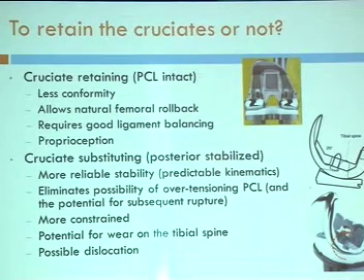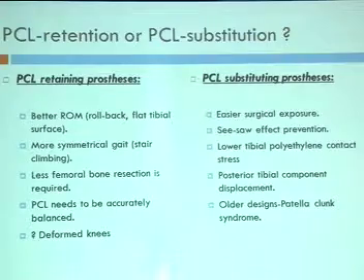CR knees have less conformity, allow natural femoral rollback, require good ligament balancing, and allow proprioception. PS knees, on the other hand, have more reliable stability with predictable kinematics, and they do away with the PCL altogether. But they are more constrained, the potential for wear on the tibial spine is there, and possible dislocation. So, PCL retention or PCL substitution.